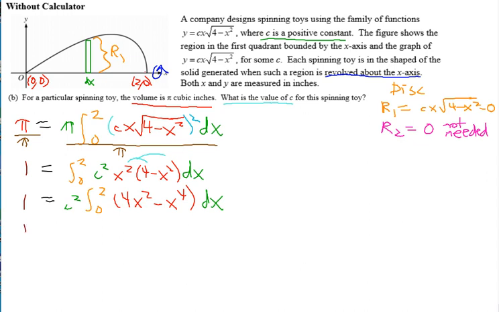So again, we still have 1 equals c squared. And then when you integrate 4x squared, you get 4x cubed over 3. Minus, when you integrate x to the 4th, you get x to the 5th over 5. Evaluated from 0 to 2. So we still have 1 equals c squared, our constant on the outside.